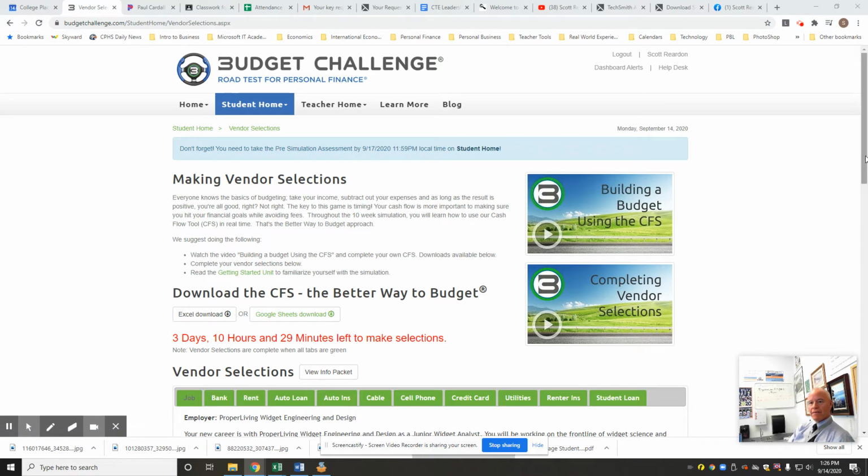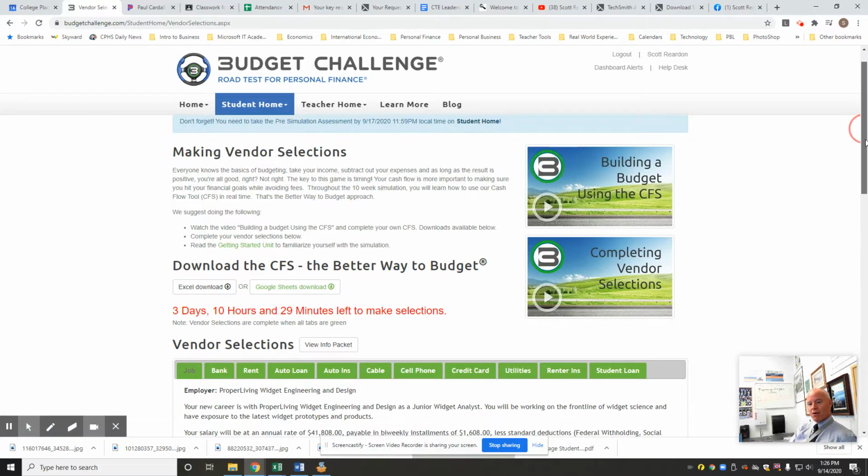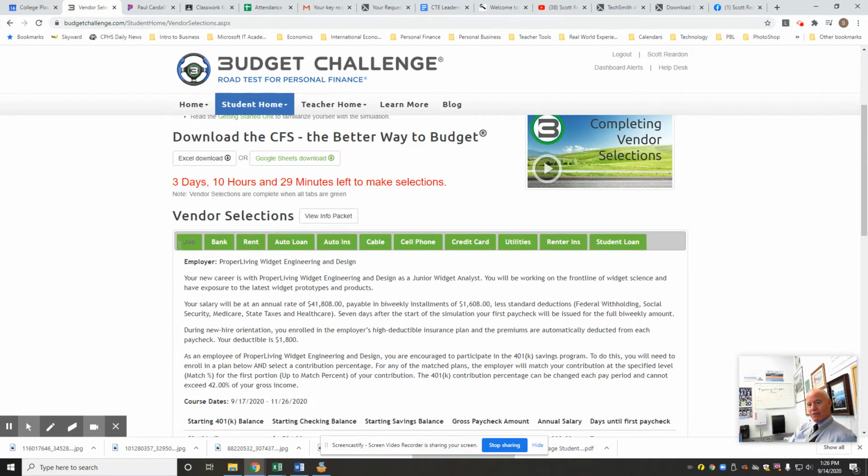All right, today our focus was on starting the vendor selection process. You need to be registered for Budget Challenge and go to Student Home Vendor Selections. Now, I've already done this for my tabs. When you first come into vendor selections on the Student Home Vendor Selections, you will find that all of your tabs are red.